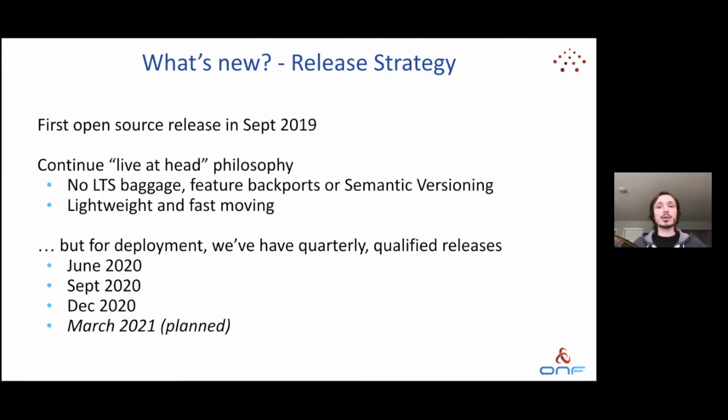Let's talk about our release strategy a bit. We had our first open source release in September 2019, like Brian said before. And we will continue our live at head philosophy. That means there are no LTS branches or LTS baggage that we have to carry around. We don't do feature backports or semantic versioning. This allows us and the development team to be very fast moving because this is a lightweight process.